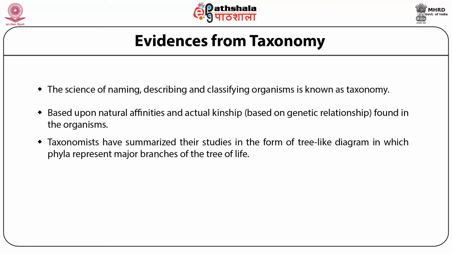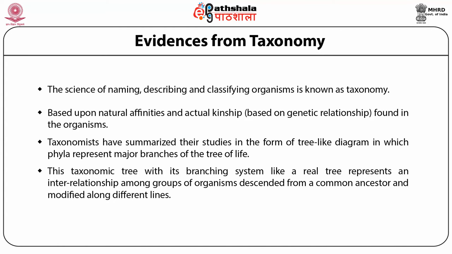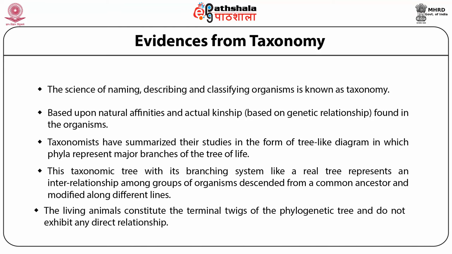Taxonomists have summarized their studies in the form of a tree-like diagram, in which phyla represent major branches of the tree of life. These are divided into several small branches or classes, which are divided into orders. This taxonomic tree with its branching system, like a real tree, represents an interrelationship among groups of organisms descended from a common ancestor and modified along different lines. The living organisms constitute the terminal twigs of the phylogenetic tree and do not exhibit any direct relationship. The natural system of classification is based upon similarities, and such similarities of structure could be only due to an origin from common ancestors.